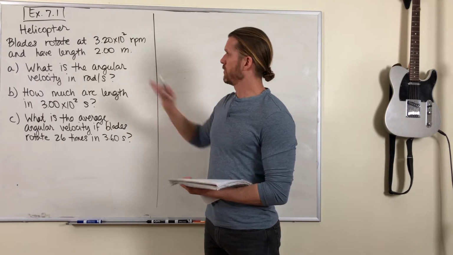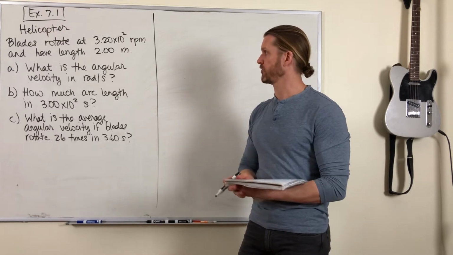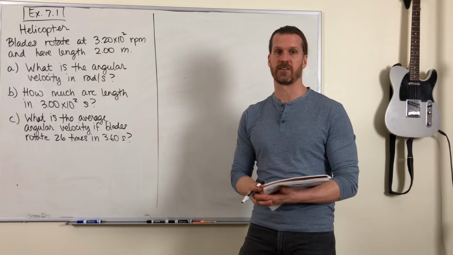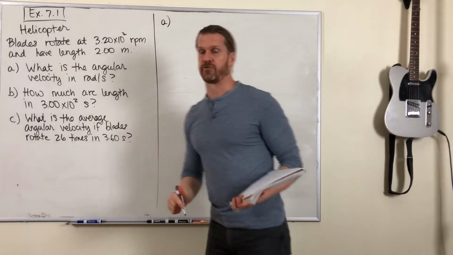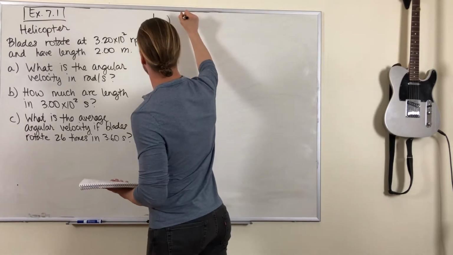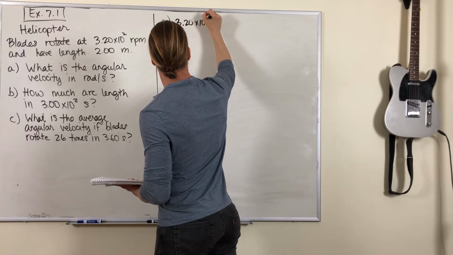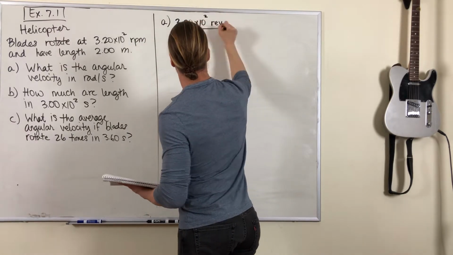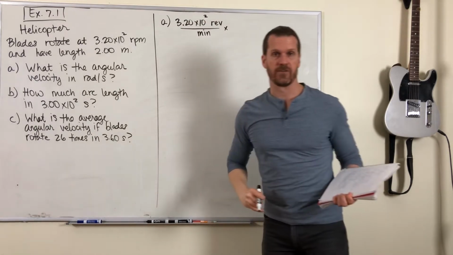So, first question we're going to ask about this helicopter is, what's that rotation rate? What's that angular velocity in our physics units of radians per second? So part A here is a unit conversion problem. We have 320, or 3.2 times 10 to the 2 revolutions per minute. We want to turn that into radians per second.